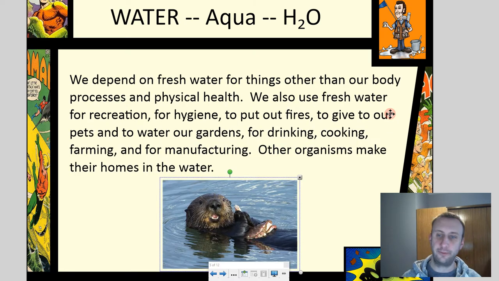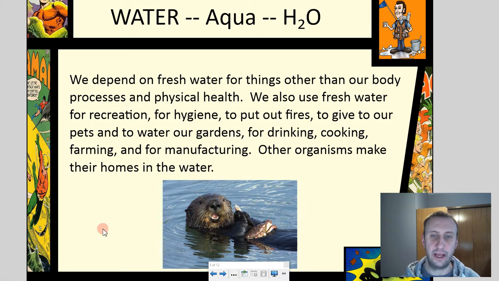We depend on fresh water for things other than our body processes and physical health. We also use fresh water for recreation, for hygiene, things like showers, brushing our teeth, washing our hands, putting out fires takes water. We give it to our pets, like my pets this morning who were out of water and bugged me all night because of it. Silly cats. Water our gardens, for drinking, for cooking, for farming. Farming takes a humongous amount of water, huge amounts. And for manufacturing, also a large amount of water goes into manufacturing.